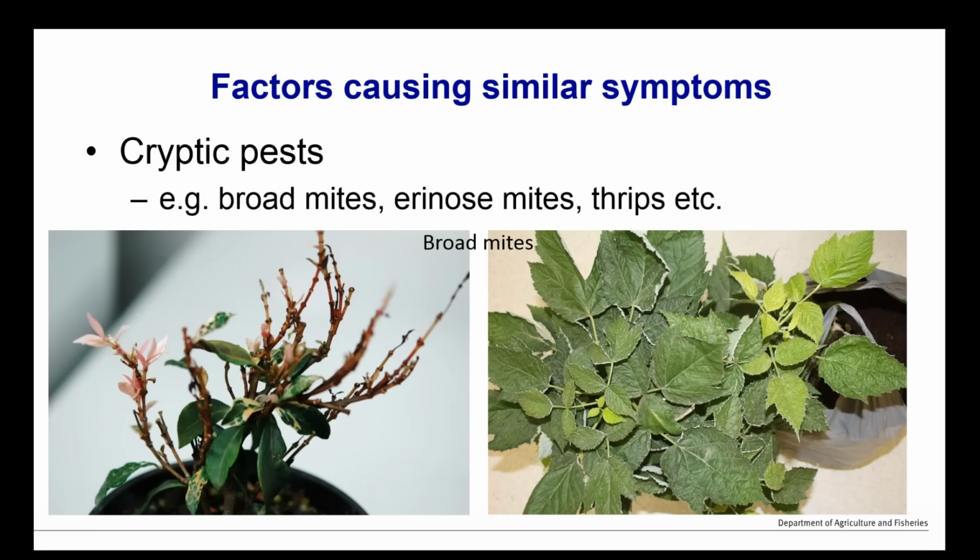Other factors that can cause similar symptoms are pests, and the next slide will be diseases. So broad mites can often be similar to a wide variety of different other problems, particularly virus infection. Because they are very small and cryptic, they can be easily missed and cause a curling of the leaves, and if in high infestations, the leaves can drop and look like a burn.